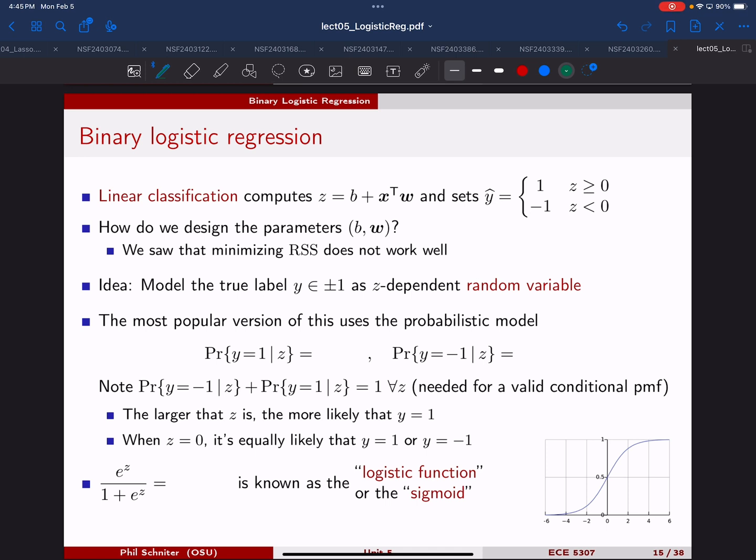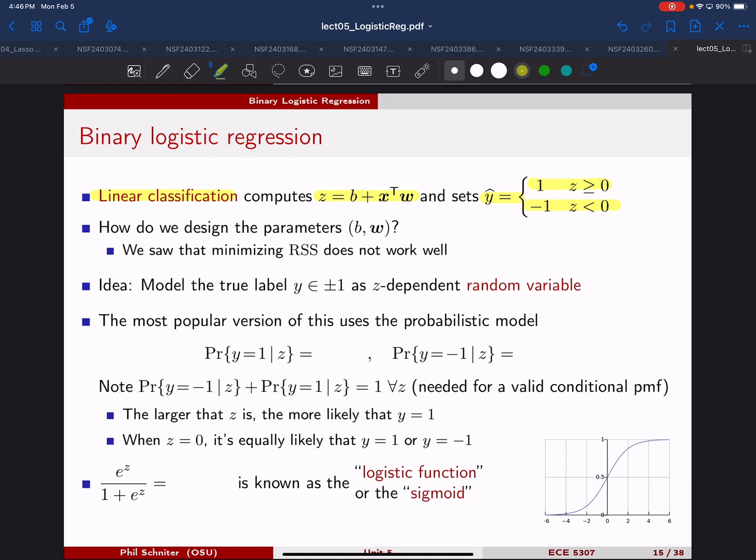Here, that's exactly the approach we're going to use, but we're not going to be using Gaussianity and so on. We're going to be using a different probabilistic model that is more suited for this binary classification problem. Okay, so again, just to review, for linear classification, we have this score z, which is linear in the features x, as well as the coefficients b and w. And then once we're given z, we quantize it to get y hat, depending on the sign of z. So the whole question now is, how do we design those parameters b and w? We saw that RSS is not the way to do it.